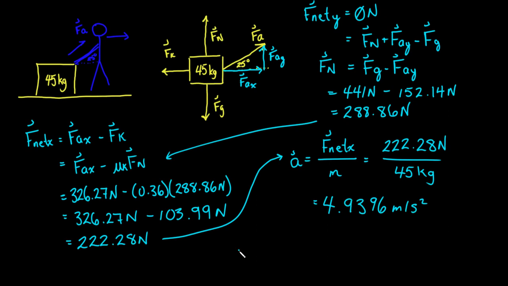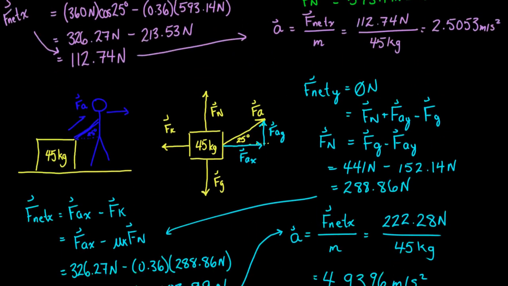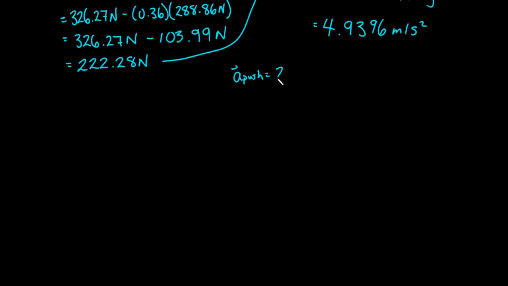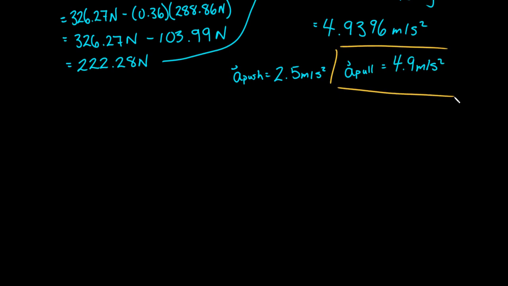Okay, so you'll see that the acceleration for the push from above was equal to 2.5 meters per second squared, where the acceleration from the pull is equal to 4.9 meters per second squared. So therefore, the pull is going to be faster.